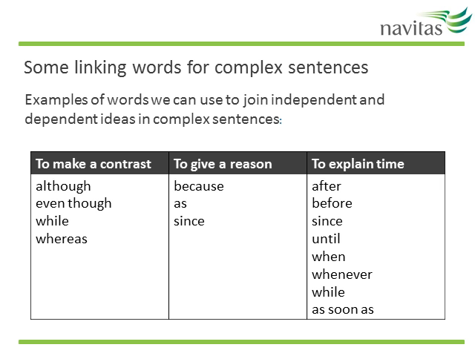As I mentioned, there are lots of different linking words you can use in complex sentences. They can have different purposes too. For example, to make a contrast, you could use although, even though, while, or whereas. To give a reason, you could use because, as, or since. And to explain time, you could use words like after, before, whenever, while, or as soon as.